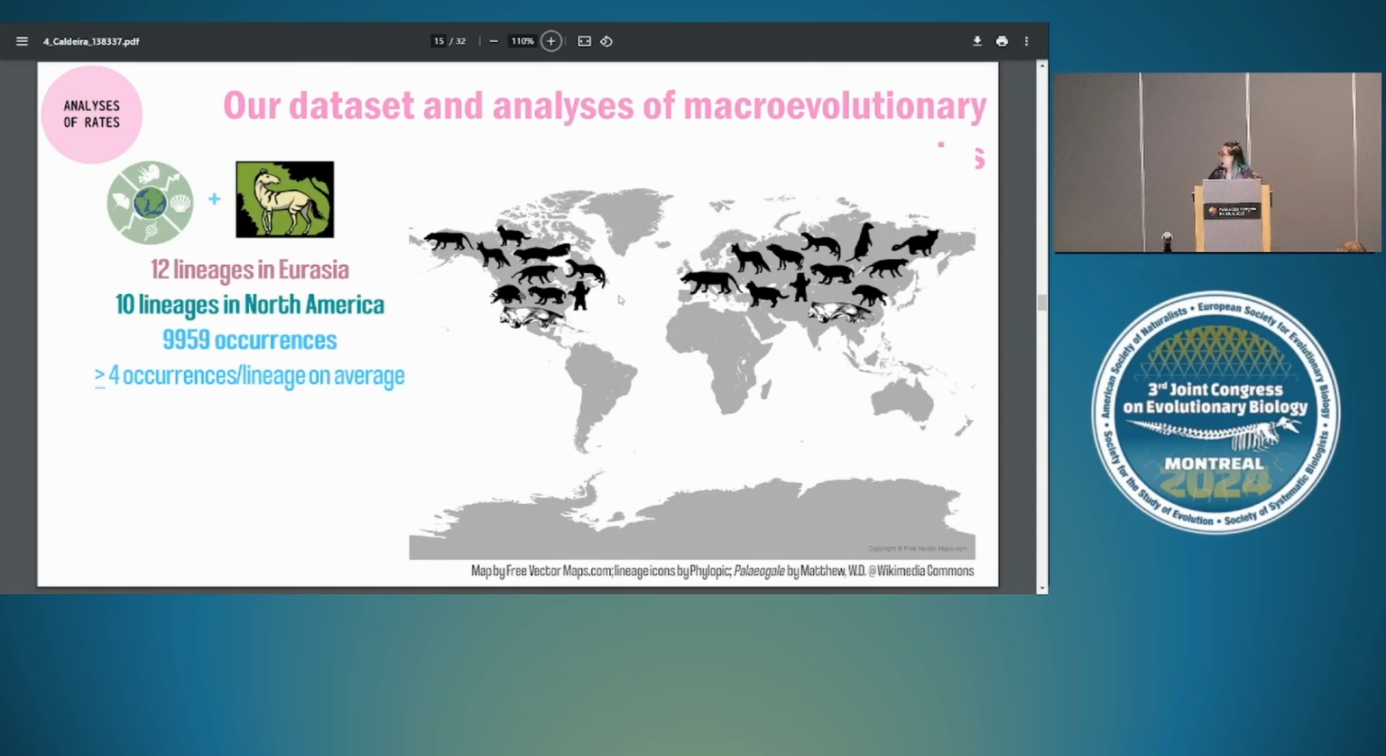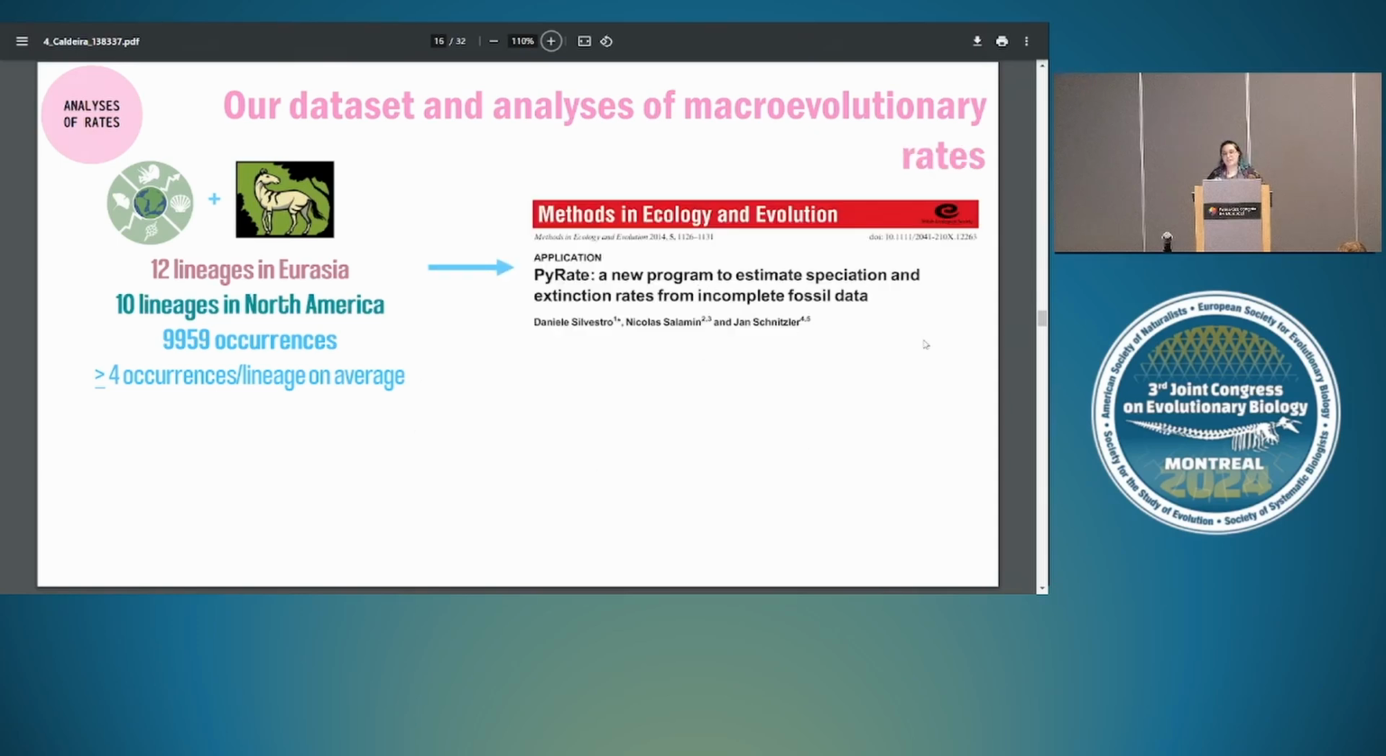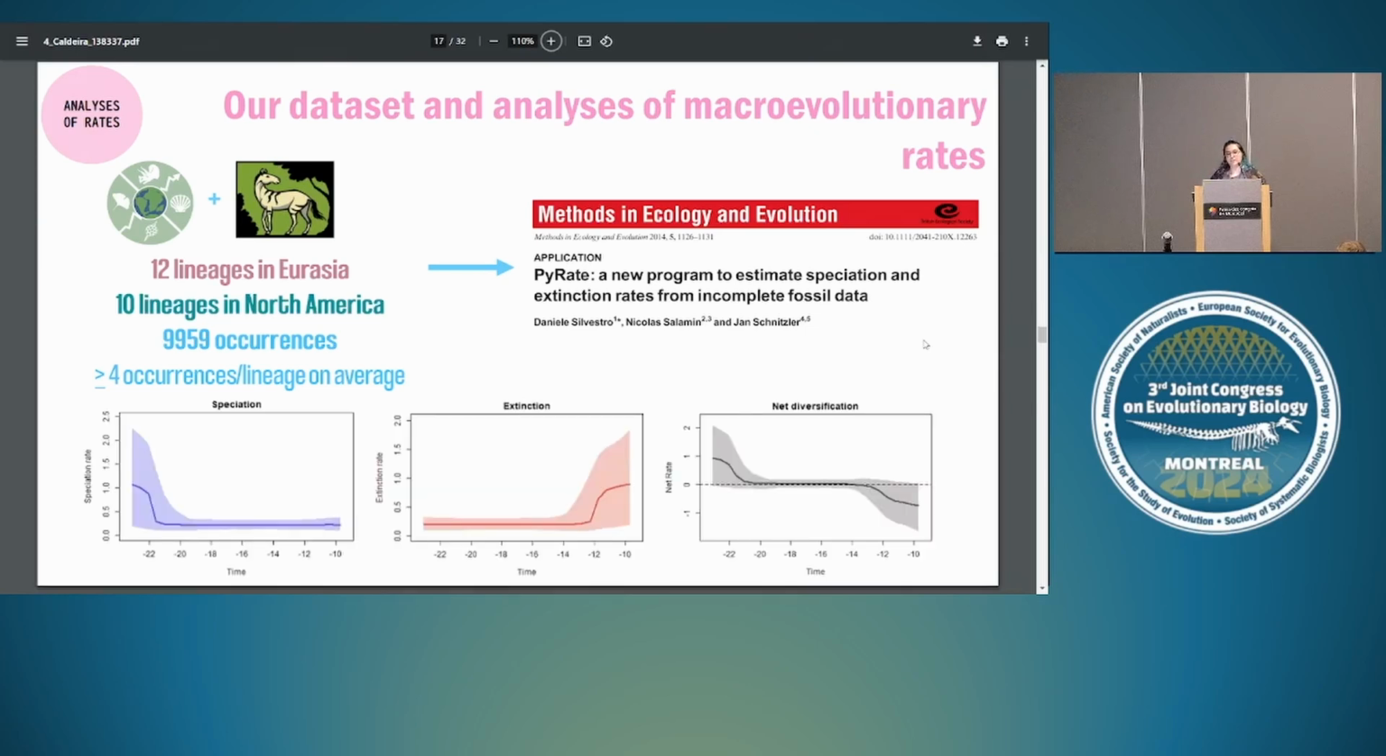For example, I don't know if you can see the pointer. We have Felidae in North America. And we also have a cat somewhere here in Eurasia. Those are two different lineages. So we are only using those that have more than four occurrences, which gives us a database with 22 lineages, 12 in Eurasia, 10 in North America, and 9,959 occurrences.